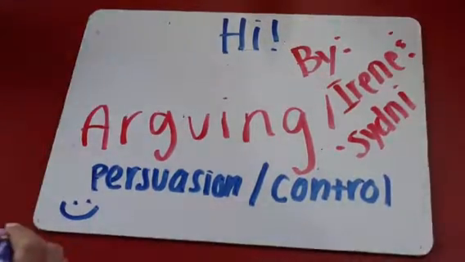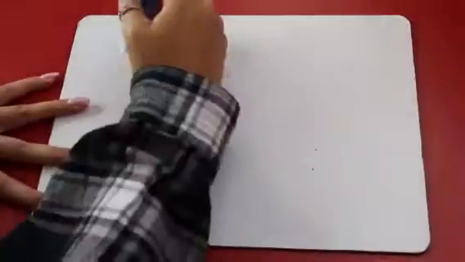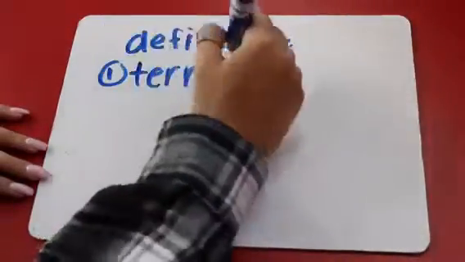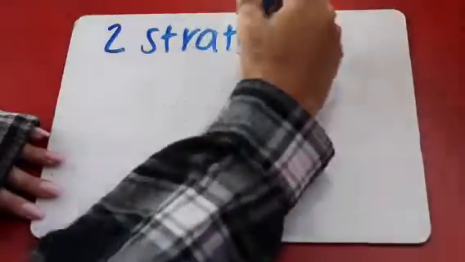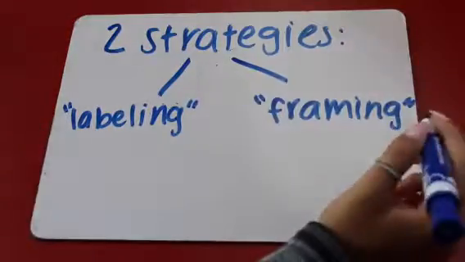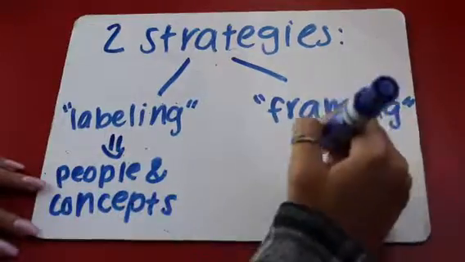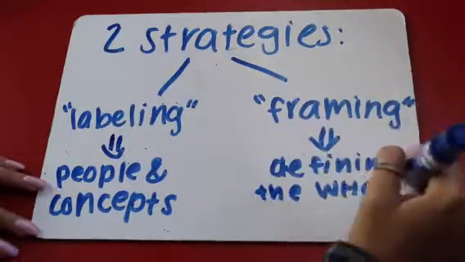Let's get started. In Chapter 12, Heinrich stresses the importance of defining an argument's terms and issues. He then explains the difference between two argumentational strategies, practices politicians call labeling and framing. Heinrich defines labeling as using favorable connotations to people and concepts, while framing is when you define a whole issue, placing that issue within your own bounds.